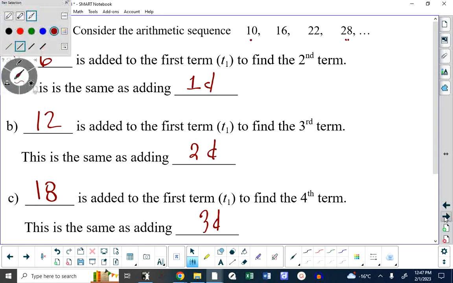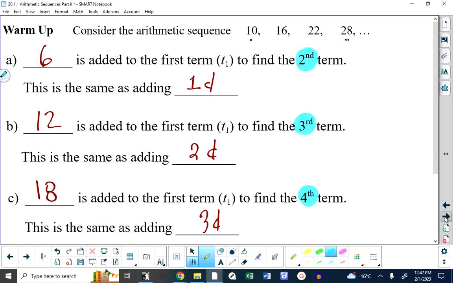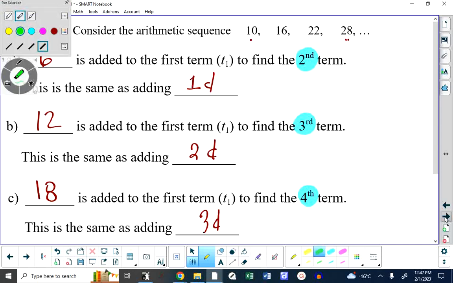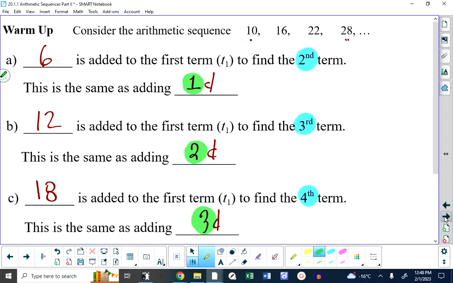I think you know where this is going, but just to highlight it, I want to make sure that you understand that there's a discrepancy between the term number that we're talking about and how many common differences you're adding to get there. If you want to find term number 2, you add 1 common difference. If you want to find term number 3, you add 2. If you want to find term number 4, you add 3. We're back to what we just talked about, that you add 1 fewer common differences than the number for the term whose value you're trying to find.